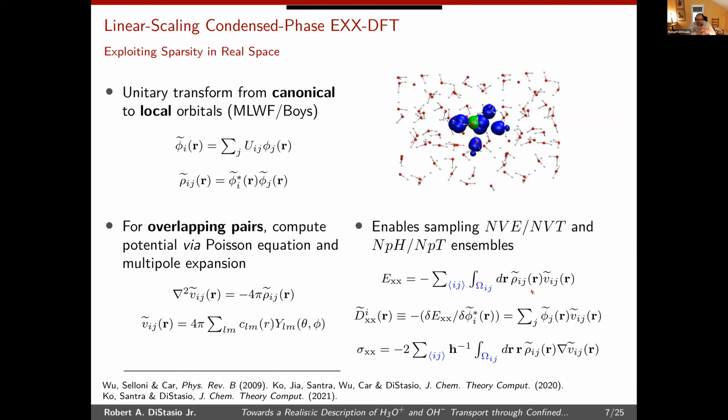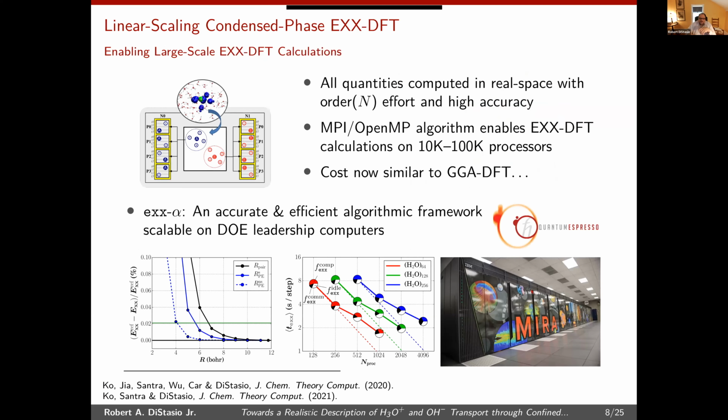Now, all of this, of course, is in Quantum ESPRESSO. Everything is computed in real space with order N effort and controllable accuracy. We have a hybrid MPI and OpenMP algorithm, and you could do calculations on 100,000 processors or more. And again, with the right computational resources, the cost can be similar, cheaper, or on the order of a GGA DFT calculation. Now, again, this algorithm is really designed for ab initio molecular dynamics. And I'm going to talk about that in a moment.